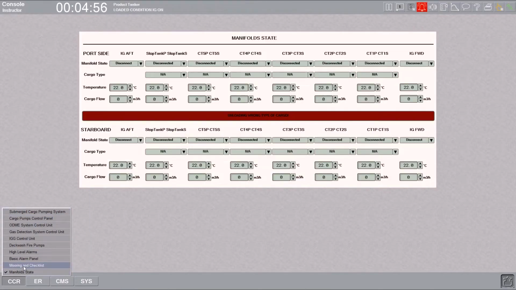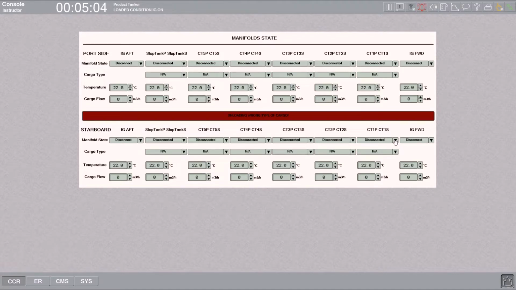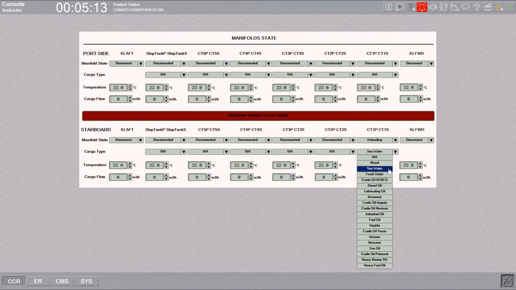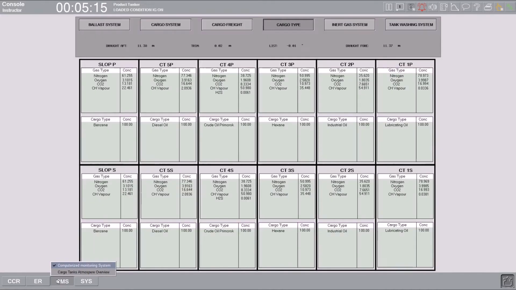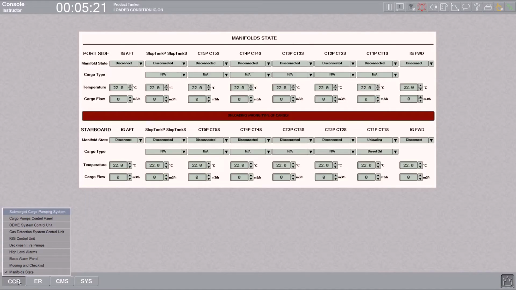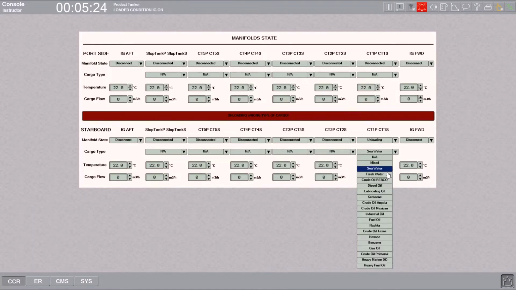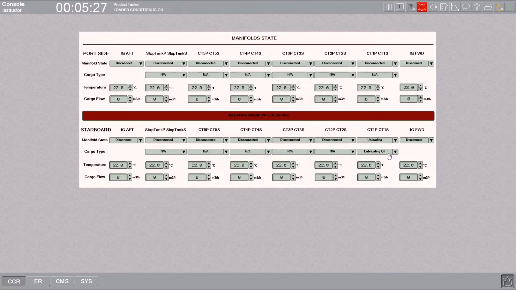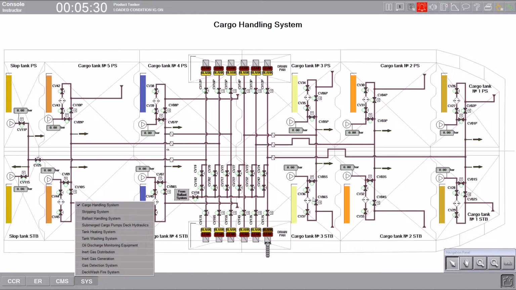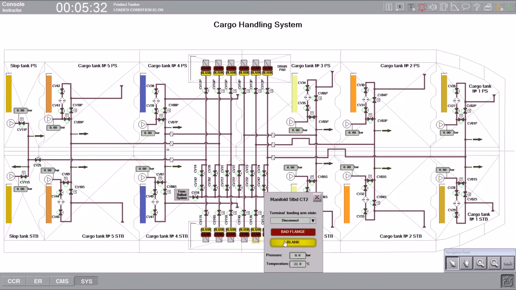So now we can arrange in one wings on the starboard side. We can arrange unloading, discharging, and select from the list the cargo. Make sure that you are selecting the correct cargo, lubricating oil in this case, and we can commence lining up the second line.